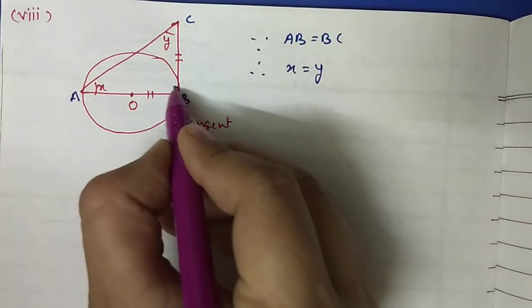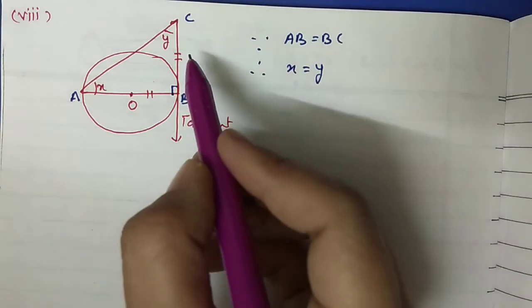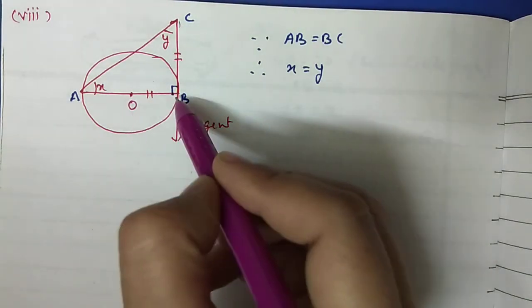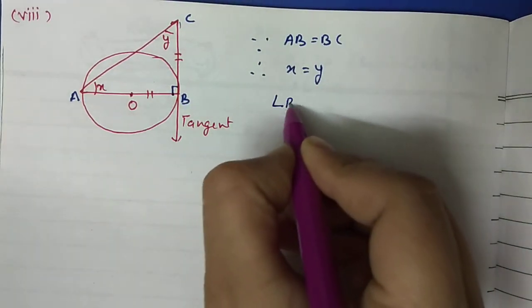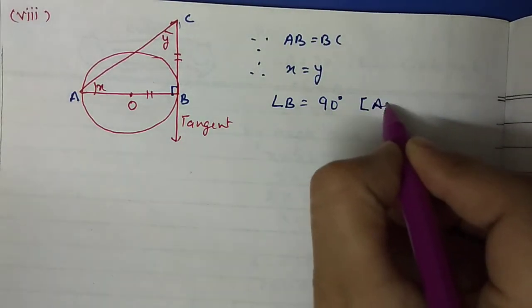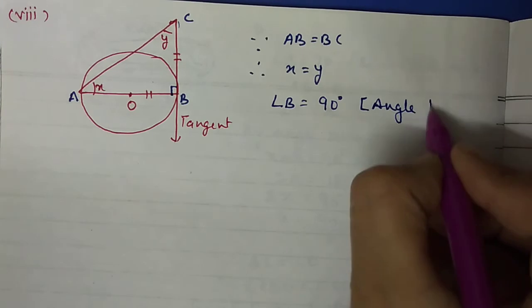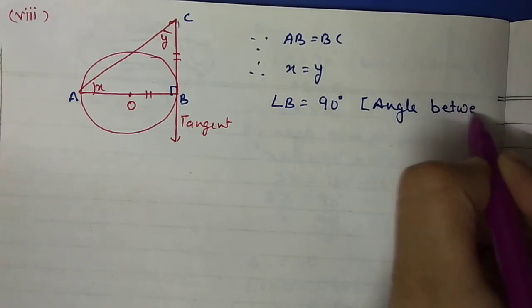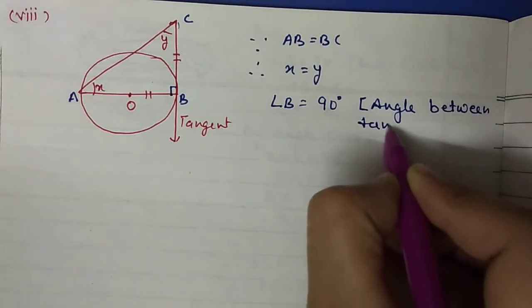Next thing, this angle will be 90 degrees because this is the angle between tangent and radius. Angle P equal to 90 degrees. And the reason here is angle between tangent and radius.